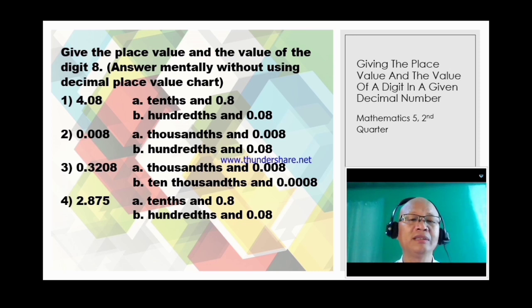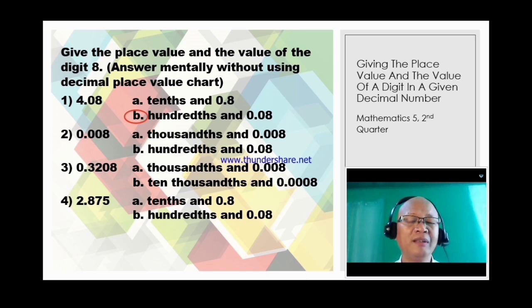Okay, so number 1. Remember, digit 8. We have there 4 and 8 hundredths. Okay, what is our place value? You need to have two answers and also the value of the digit 8. So, we choose between A and B. A is tenths and 0.8 or 8 tenths. B, hundredths and 8 hundredths. What is your answer? Yes! Okay, the correct answer is letter B. Very good. Letter B, no, hundredths, hundredths and 8 hundredths.